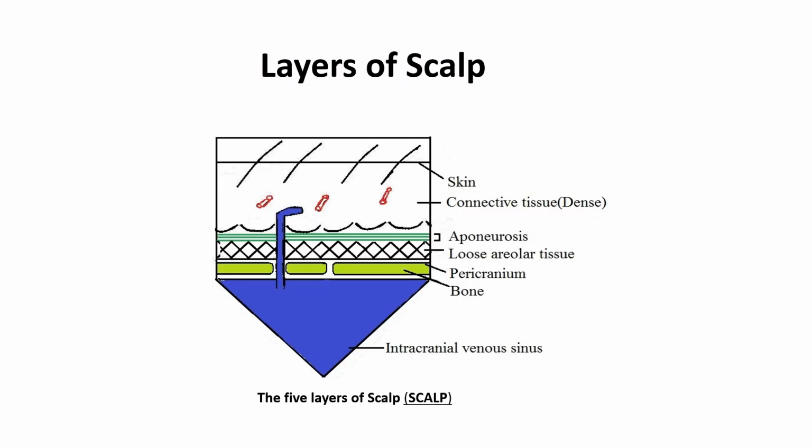Now we come to the layers of scalp. So SCALP, each alphabet in this word corresponds to a layer. From outside to inside, S stands for skin, C stands for connective tissue, A stands for aponeurosis, L stands for loose areolar tissue, and P stands for pericranium. So these are the layers of the human scalp.